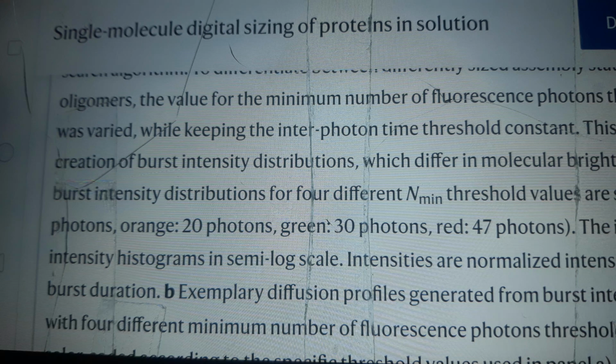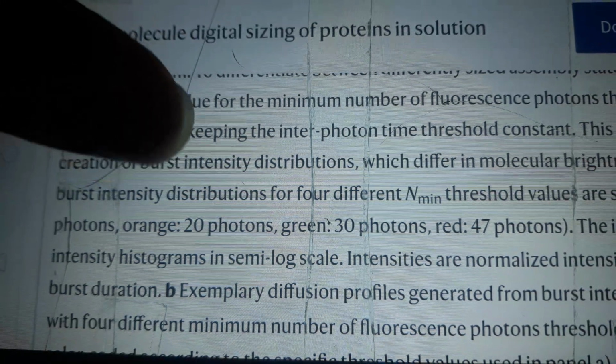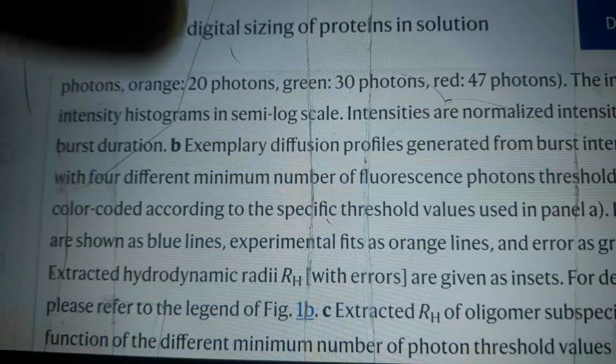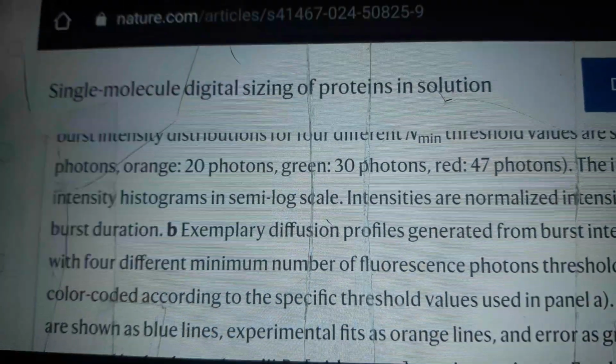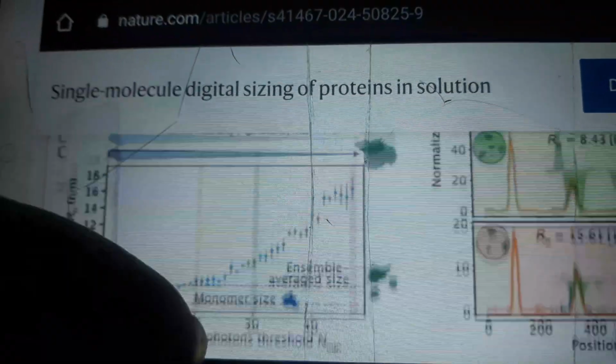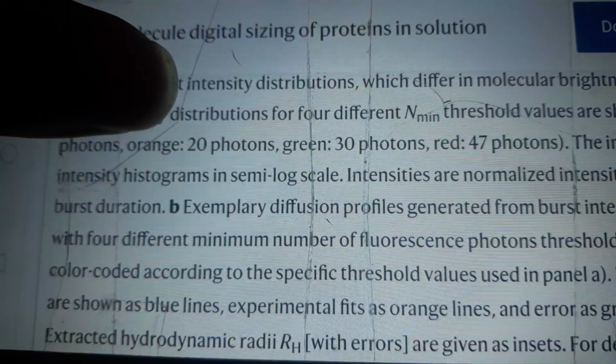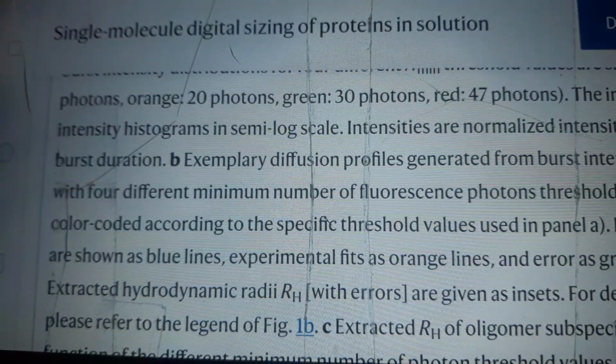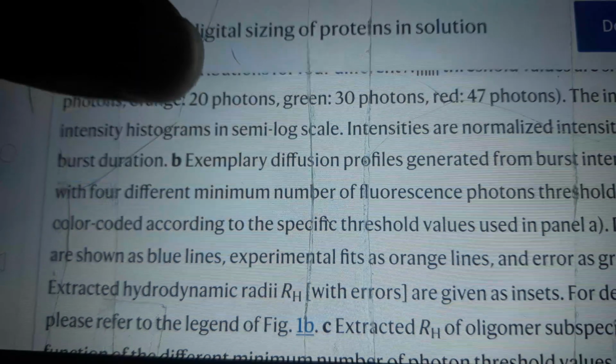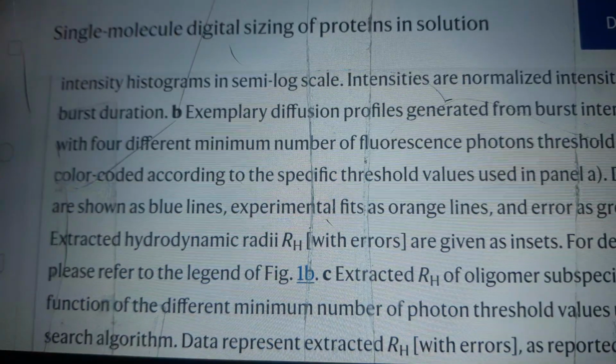Exemplary burst intensity distributions for 4 different N-min threshold values are shown. Light blue is 5 photons, orange 20 photons, green 30 photons, and red 47 photons. It's visible here in the diagram, right? The inset displays burst intensity histograms in semi-log scale. Intensities are normalized with respect to burst duration.